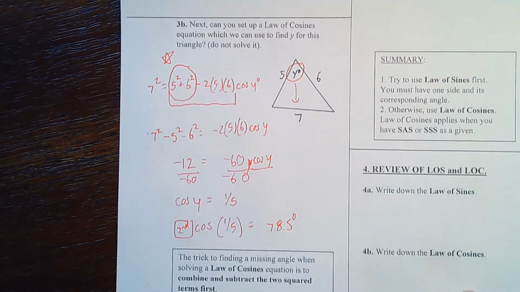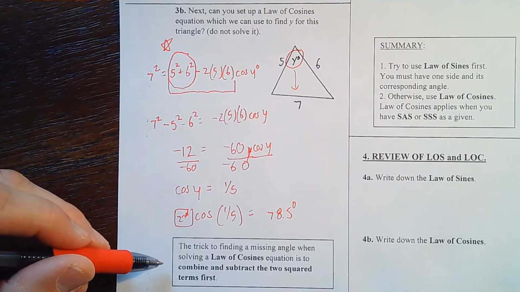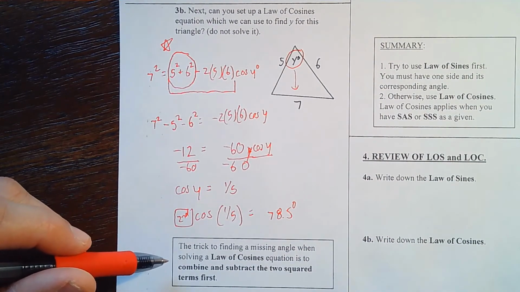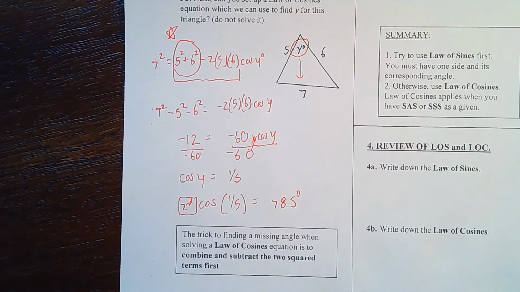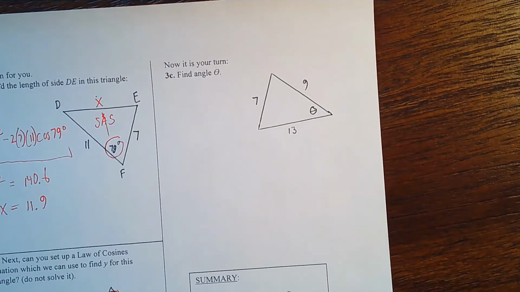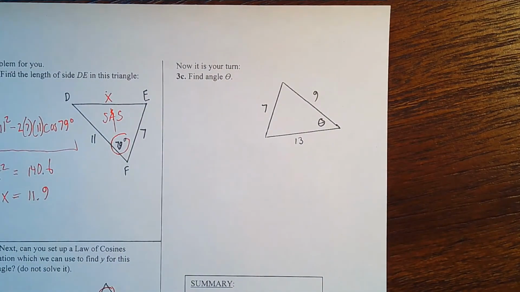So the trick to finding a missing angle when solving a law of cosines equation is to combine and subtract the two squared terms first, then divide by the coefficient with the cosine of the angle. Now it's your turn. Pause the video, and why don't you try question 3C.